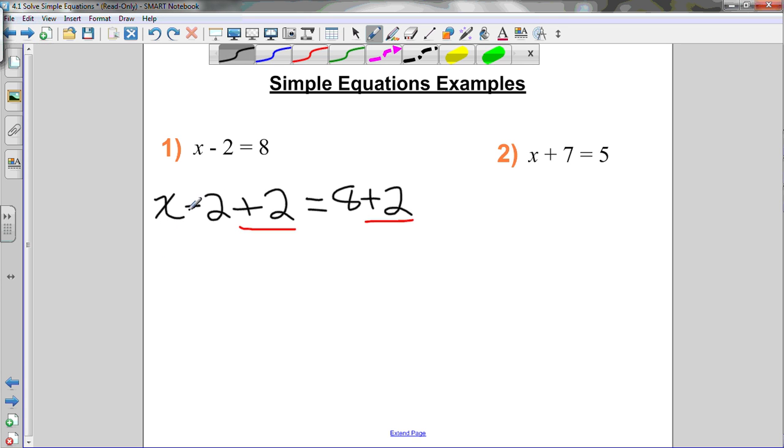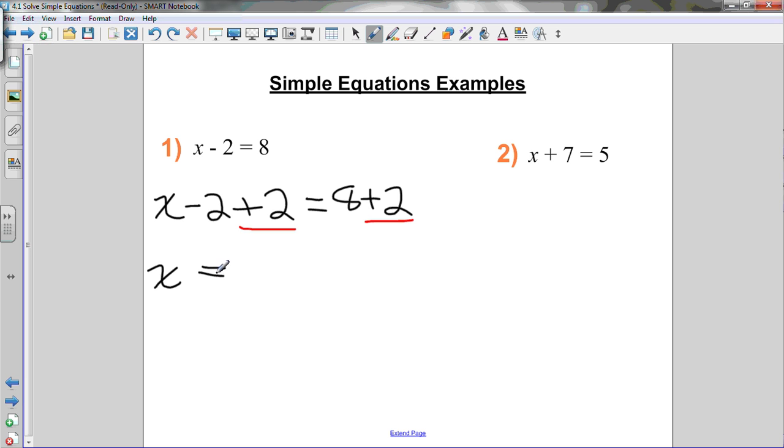Let's go ahead and solve now. So I have x minus 2 plus 2. And negative 2 plus 2 is 0, so that's gone. On the right side of the equation, I have 8 plus 2, which I know is 10. And then just do a quick check and make sure that's the right answer. When I solved the equation, it told me that x is equal to 10. So let's check. Is 10 the value for x that would make this equation true? If x was 10, would this equation be true? 10 minus 2 is 8. Good. So 8 would equal 8. 10 is the correct answer for that.